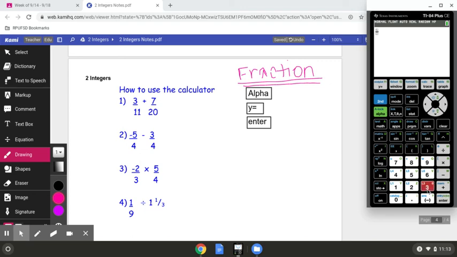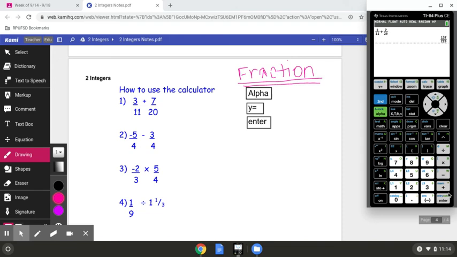And you're going to do 3. Use your arrow keys to work through your fraction and then arrow out of the fraction. 3 over 11 plus alpha, y equals, and then enter again, and then 7 over 20.